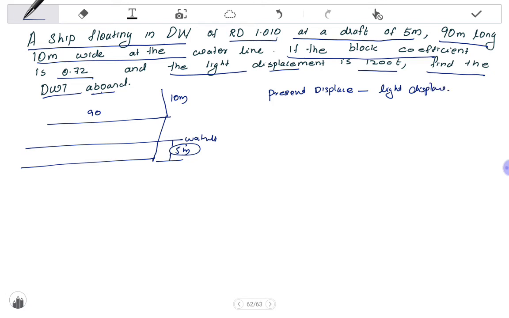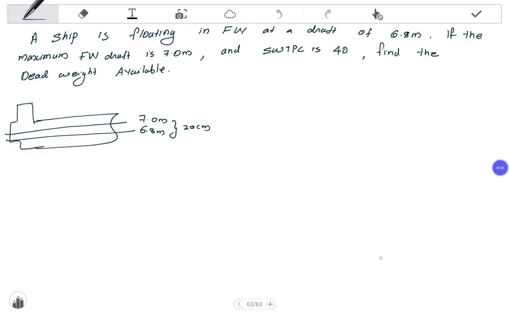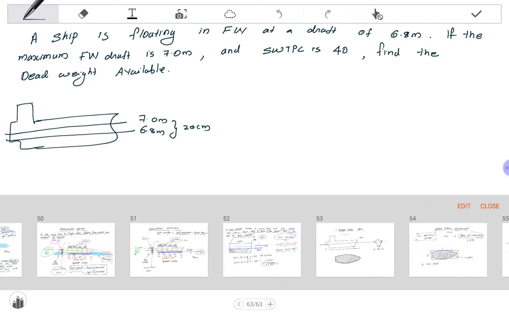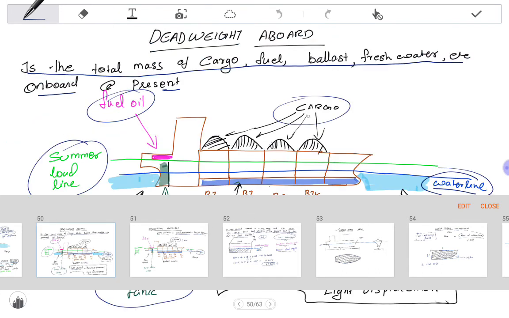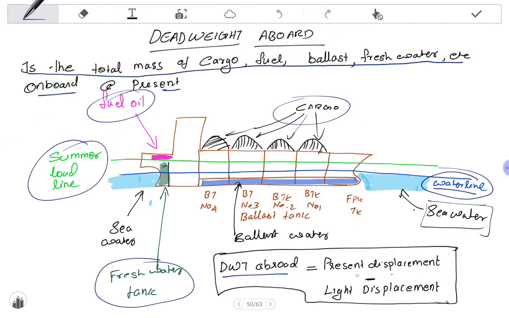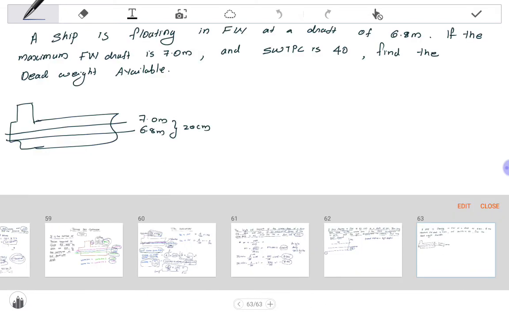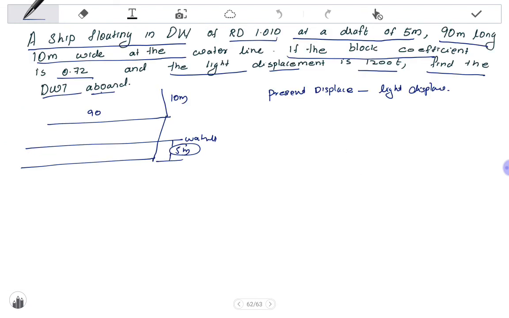Am I telling it correctly? Let's see the previous slide. We can just confirm: dead weight aboard is the present displacement minus light displacement.